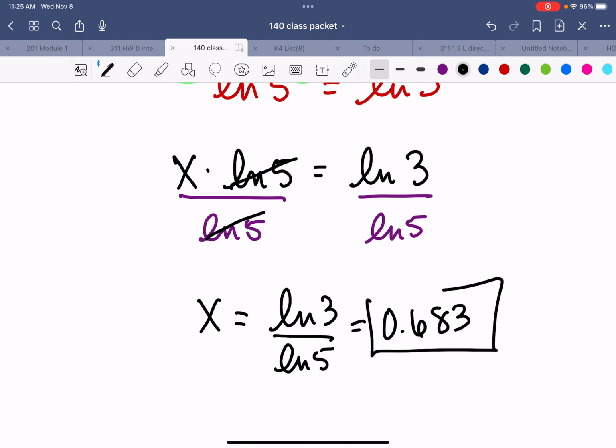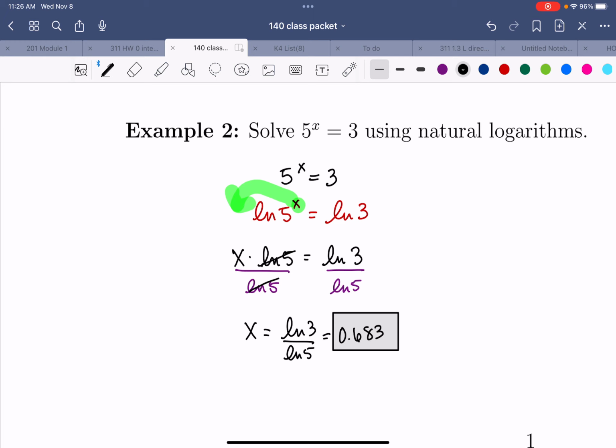So I got the same answer regardless of which logarithm I used. And that should always be true for exponentials. And that's why, for the most part, in calculus, we always go with natural logs. We'll always use the ln's, okay? So unless it tells me to use common logarithms or something else, I'm going to usually use my natural logs.